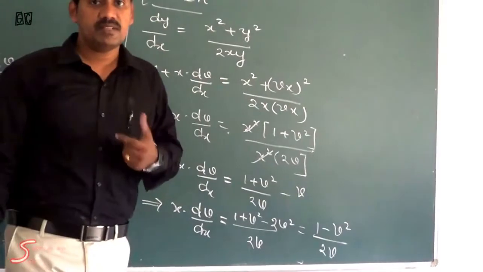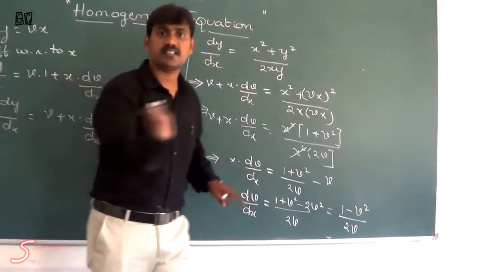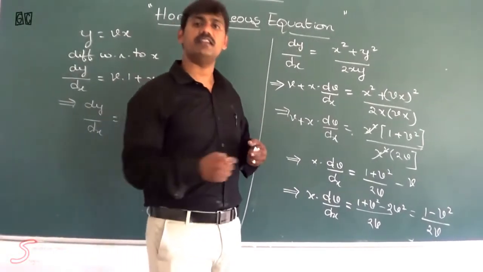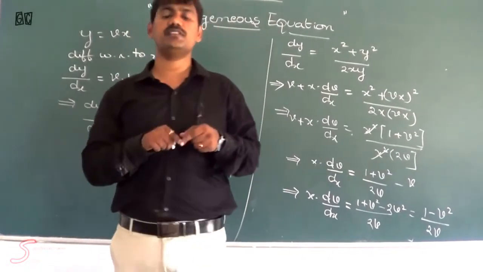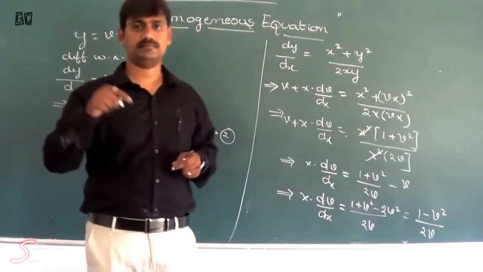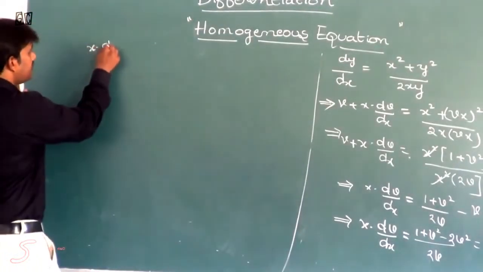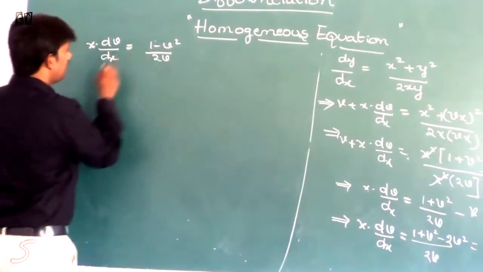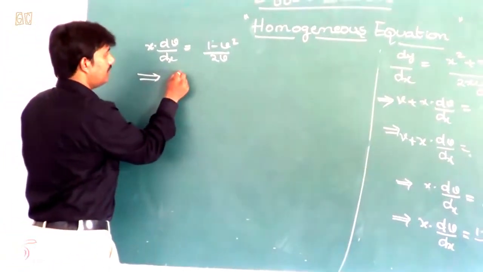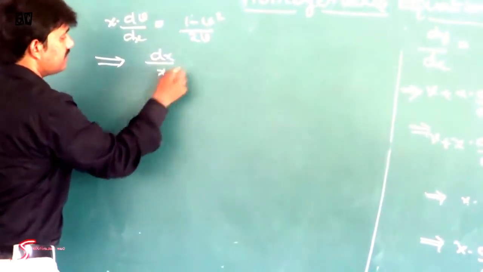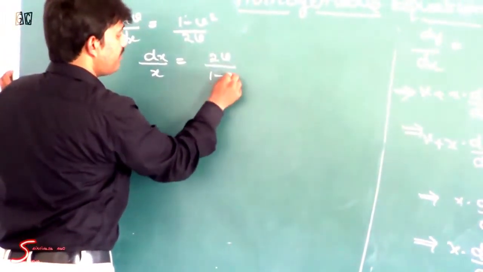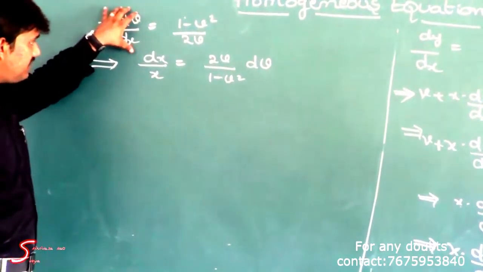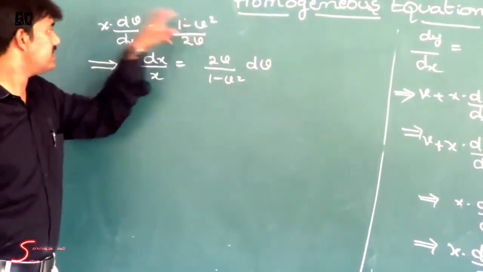Now I am going to apply the variable separable concept. Why? Because we take all the x terms to the left hand side and the v terms to the right hand side, then we will get the integral. That is the variable separable concept. So in homogeneous equations also we are going to apply the variable separable concept. Now we represent this equation as x into dv by dx equal to (1 minus v square) by 2v. This can be written as dx by x equal to 2v by (1 minus v square) dv.